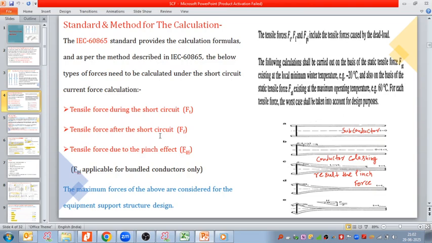In case you use the bundle conductor that we use for the 220 kV and 400 kV substation, most of the time we use bundle conductor. So at that time, this pinch force will come in the calculation. So what happens actually with pinch force? In case of the bundle conductor, it means more than one conductor per phase. The bundle conductor means two conductors per phase.